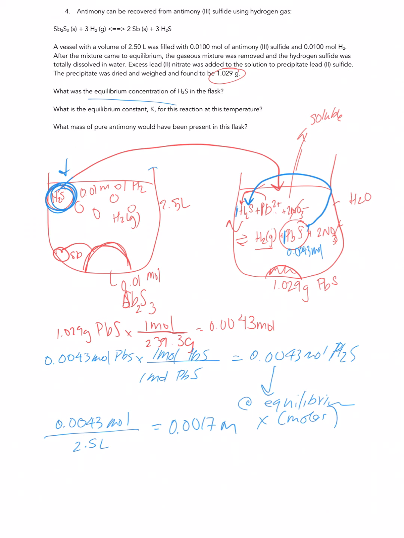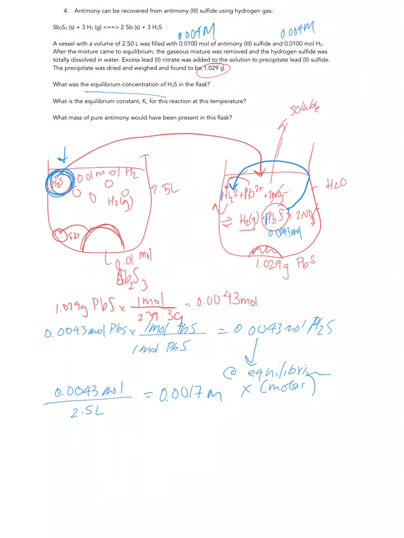So 0.001 mole of antimony, we take 0.001 divided by 2.5, that gives us 0.0004. Oops, I'm off by an order of magnitude, y'all, I'm sorry. 0.01 divided by 2.5 gives us 0.004 molar. All right, and then we have 0.004 molar here. Okay, so we have to set up our RACE table now.